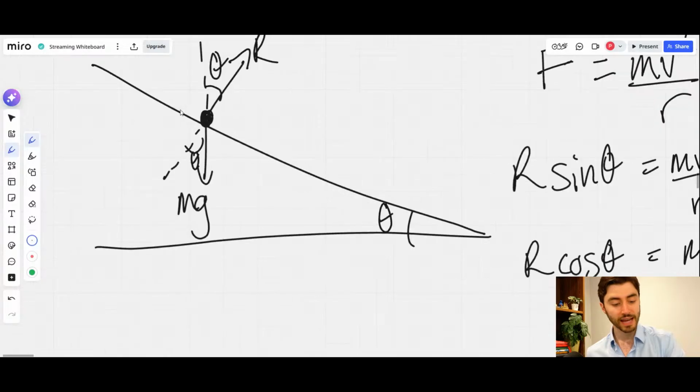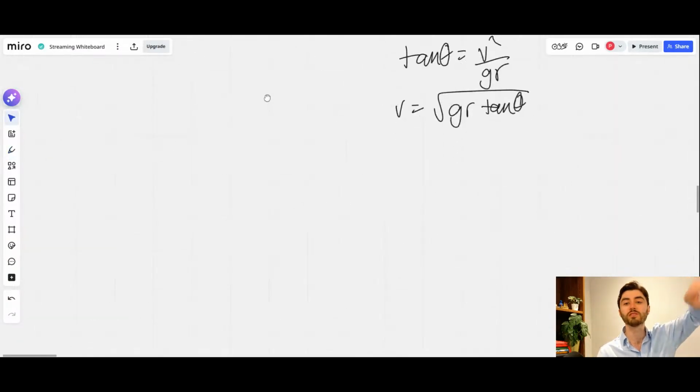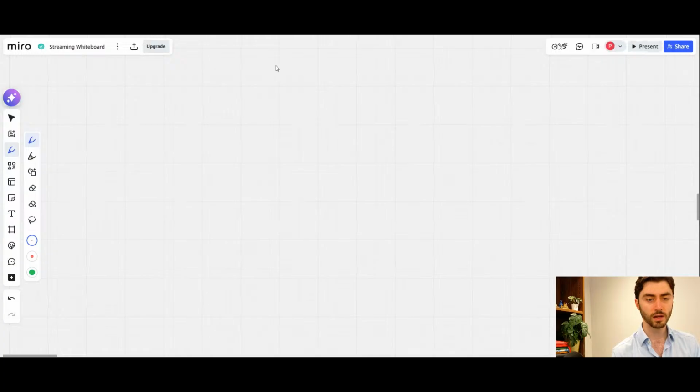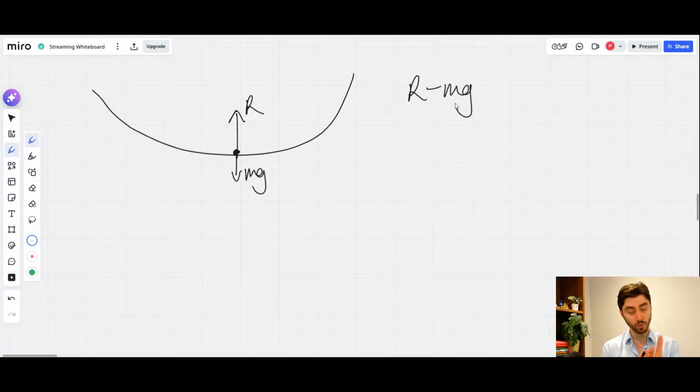In terms of the applications, we also have more of these vertical circles, which are my personal favorite. So let's consider, for instance, a sort of roller coaster where you're at the bottom. In this case, there's the reaction force acting upwards and the weight acting downwards. And we can say that R minus mg, which is the resultant force acting up towards the center of the circle, equals mv squared over r. Nice and standard.